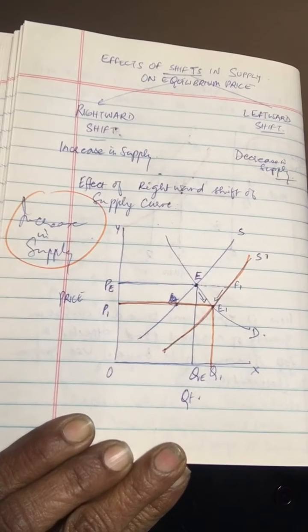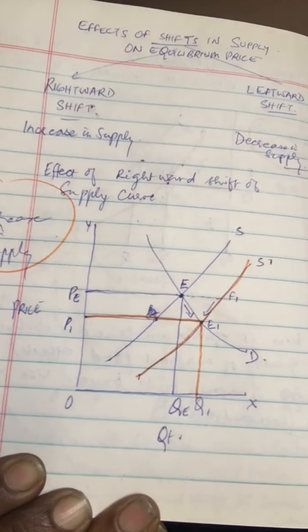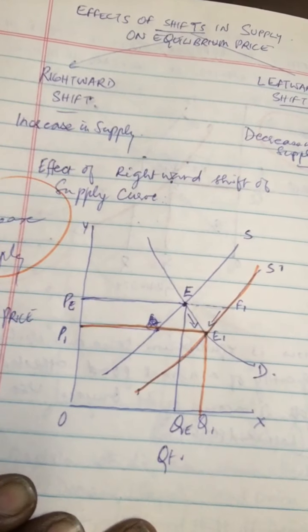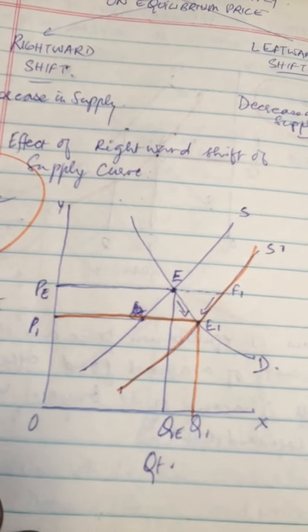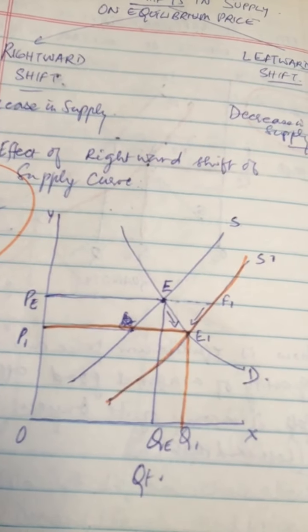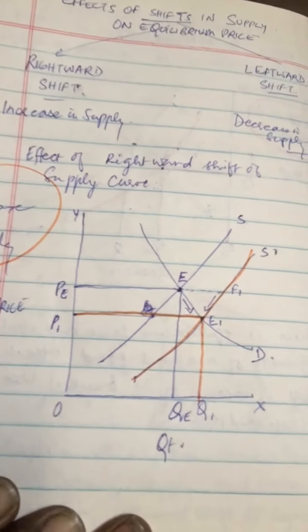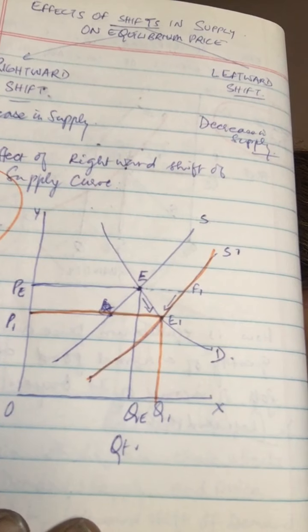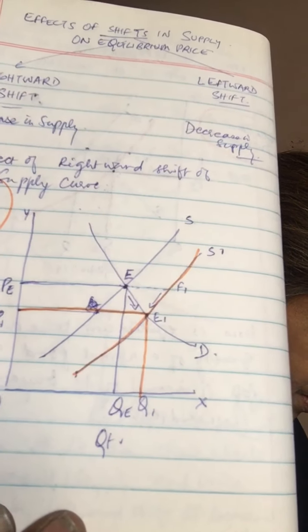Okay. So you can get a question as: explain the effect of rightward shift of supply curve or increase in supply on equilibrium price and quantity, and use a diagram for that. So let's start from the original equilibrium point E, at which equilibrium price is OP and demand is equal to supply is equal to OQ. And the supply curve, the orange one, S1 shows an increase in supply.